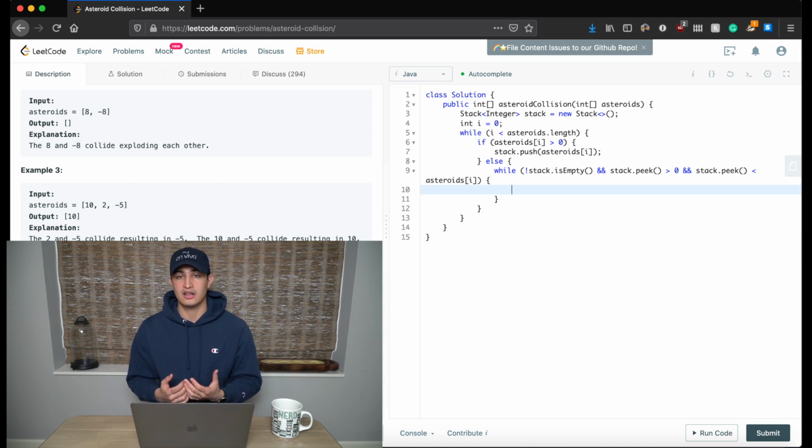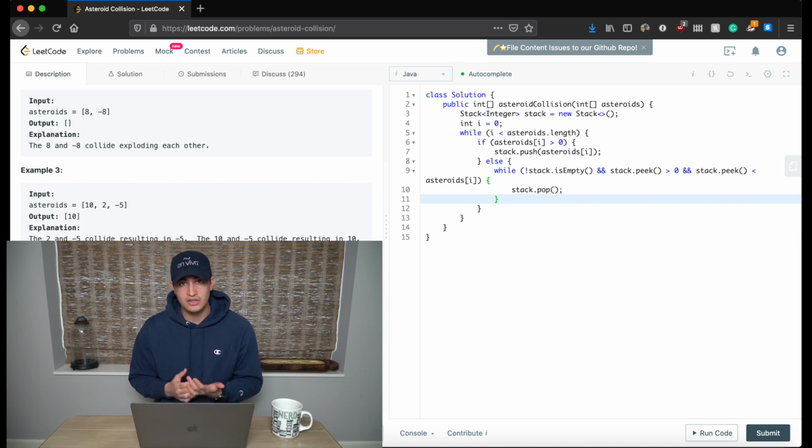And the third thing is checking the collision, right? If the asteroid that we're on that's moving left is actually greater than the asteroid that's at the top of our stack, then the asteroid at the top of our stack will be destroyed. So we could simply say stack.pop, which will be simulating destroying that asteroid. And again, this will continue while the asteroid that we're on is greater than the thing at the top of our stack. So we'll continuously destroy things, and then our loop will break once that asteroid that we're on is not big enough to destroy any asteroid in our stack.